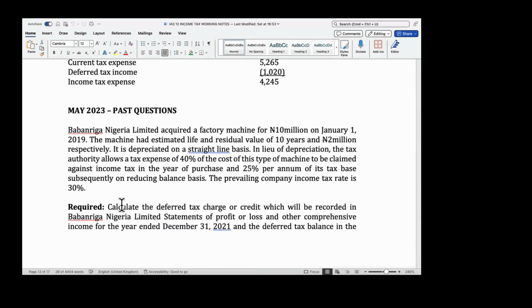So this question actually requires that we calculate a deferred tax charge or credit, which will be recorded in Babangida Nigeria Limited statement of profit or loss and other comprehensive income, and the deferred tax balance. The period where they asked us to determine the deferred tax was actually 2021. And we can see that this asset was acquired in 2019, useful life 10 years, residual value 2 million. Depreciation is on a straight line basis. And in lieu of depreciation, the tax authority gives 40% of cost to be claimed against income tax in the year of purchase and 25% on its tax base on reducing balance, and they gave us a tax rate.